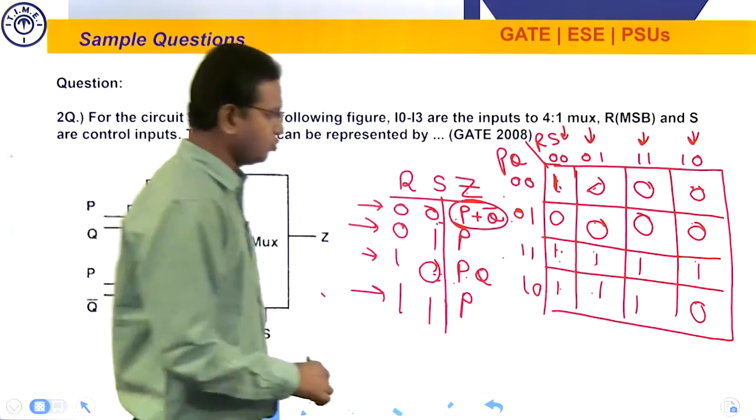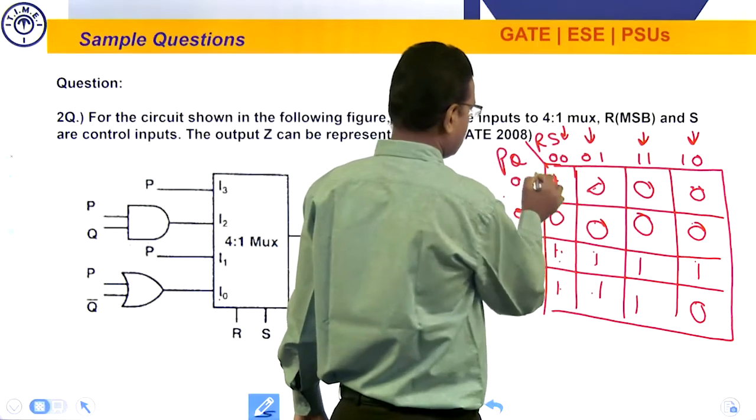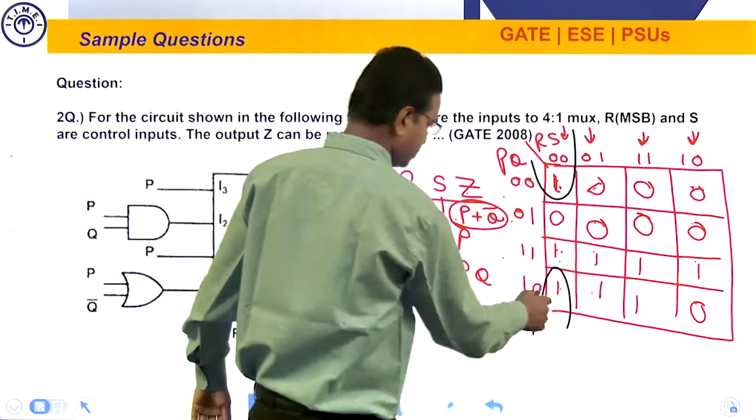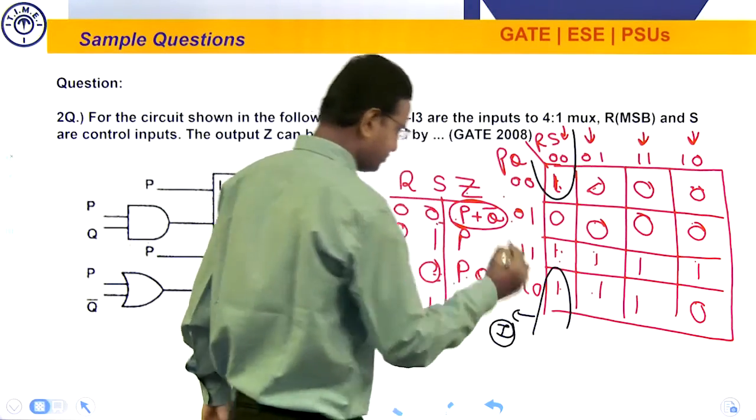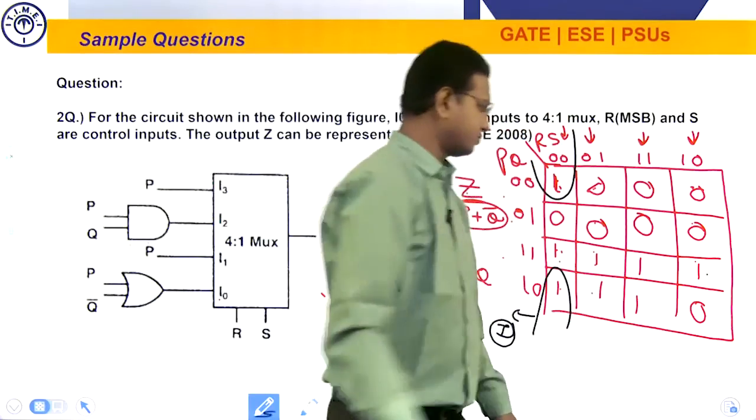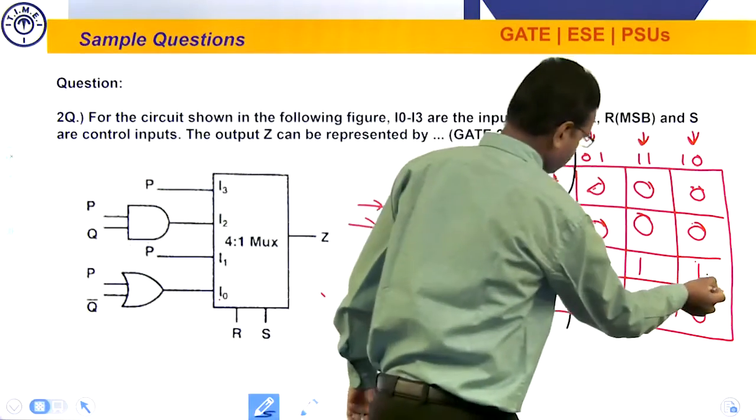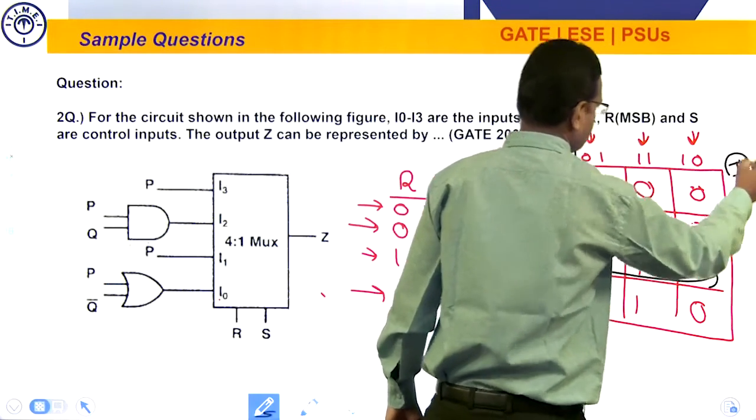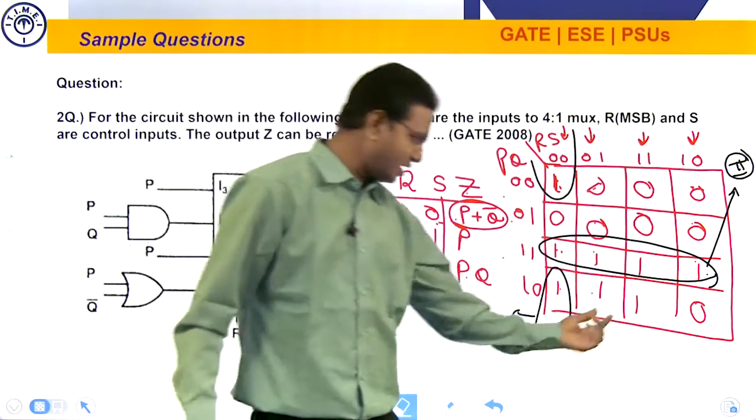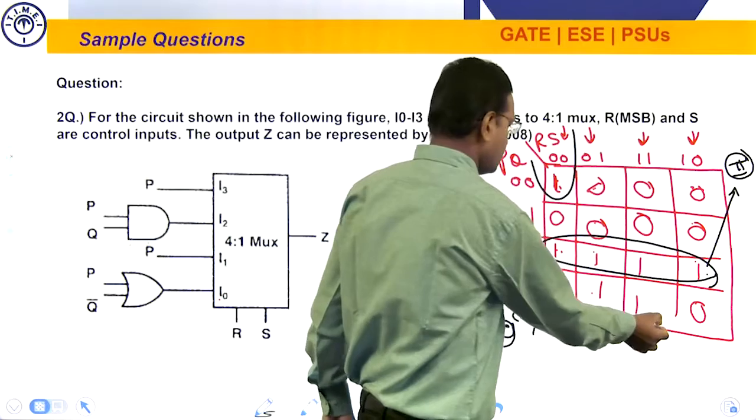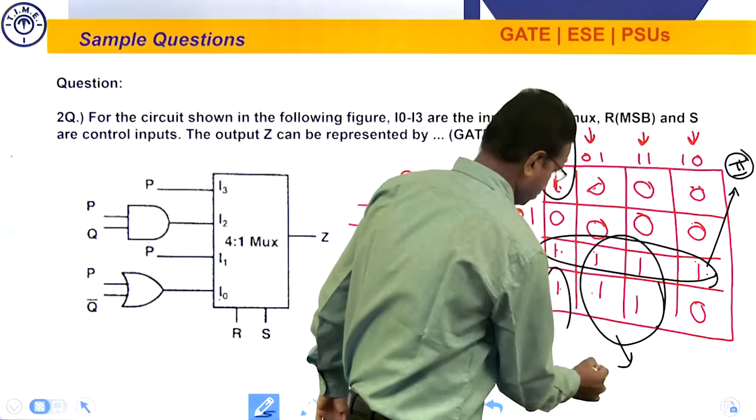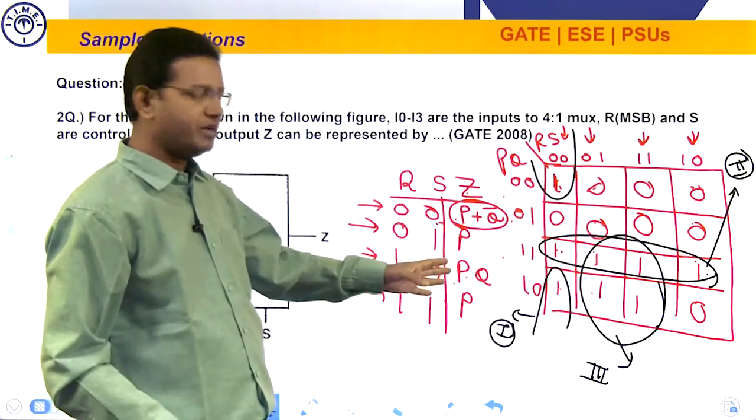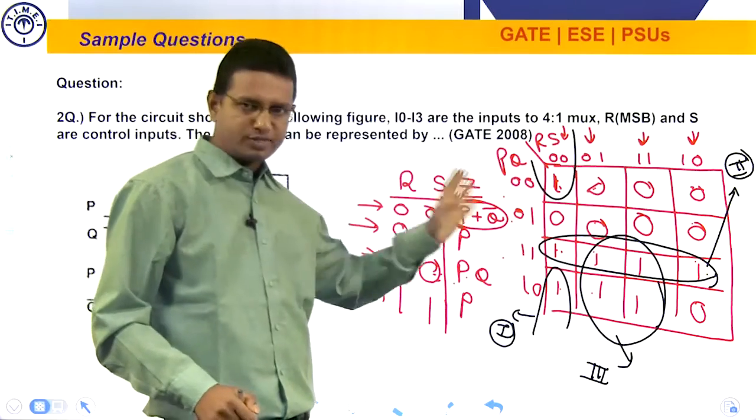The question is asking for the simplified expression. First I am grouping this 1. With this 1 I will get a pair. These 2 cells I can group, this is group 1. Now with this 1, the biggest group is a quad, I can make a quad like this, group 2. Two ones are left out, so to group these 2 ones I need one more group, this is group 3. So only 3 groups are required. If it is 4 groups, then your answer is wrong.